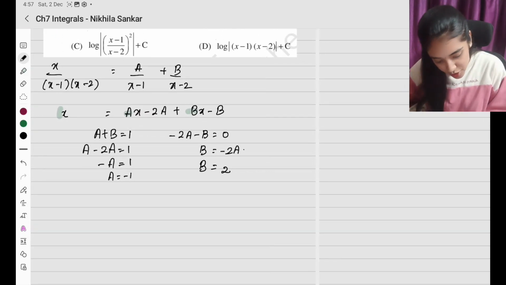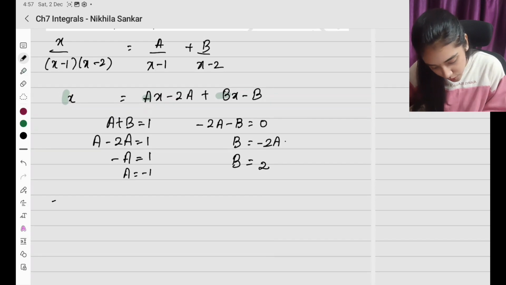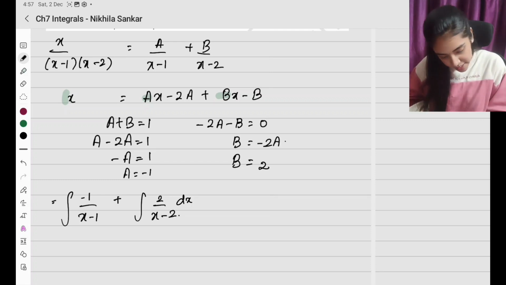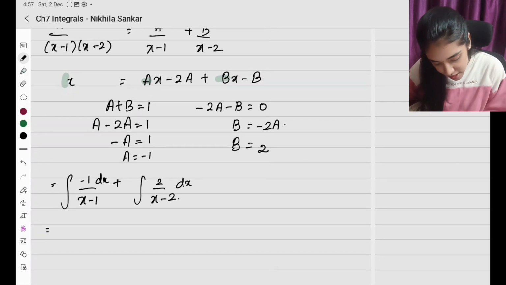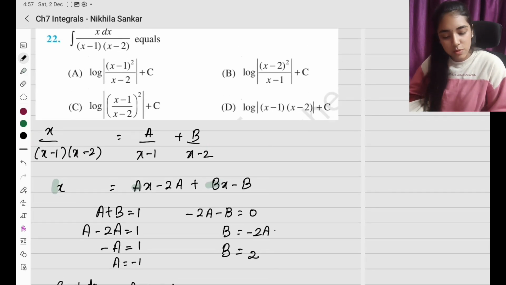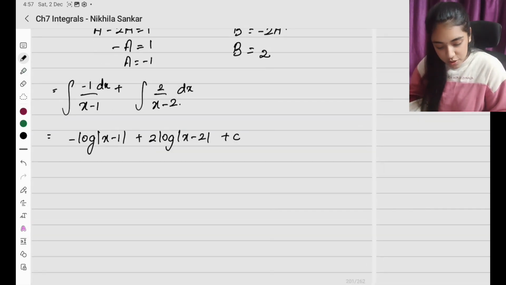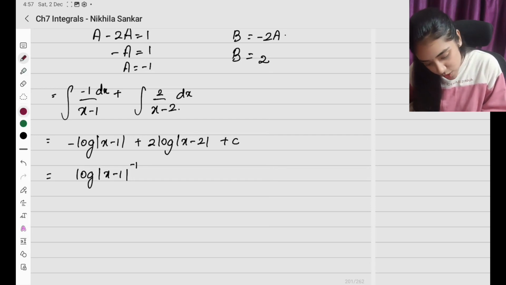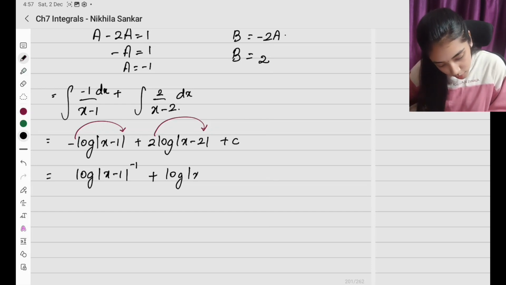And I substitute it in the integral. I have a by x minus 1, so integral minus 1 divided by x minus 1 plus b, which is 2 by x minus 2 times dx. Variable of integration is going to be dx. So when I find minus log mod x minus 1 plus 2 times log mod x minus 2 plus c, you have to write it in terms of how it is given in the options. So I can take minus 1 as the power, so log mod x minus 1 power minus 1, and take the 2 as the power too. So I'll have plus log mod x minus 2 the whole square.